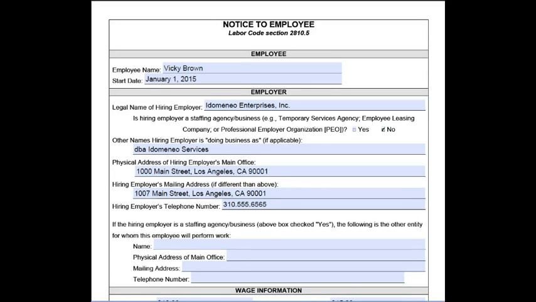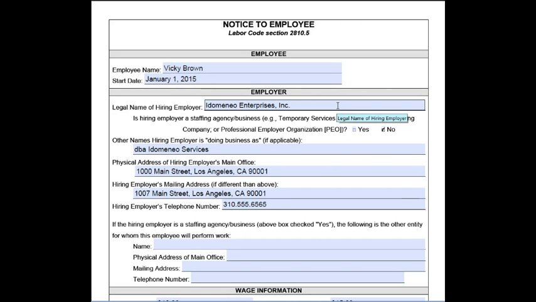Let's take a look at the New Hire Notice to Employee, otherwise known as the California Wage Theft Prevention Act Notice. This notice must be provided to all employees who are non-exempt, that is, eligible for overtime, upon hire. The employer is responsible for completing the following sections of the form: the new hire's name, their start date, and the legal name of the hiring organization.